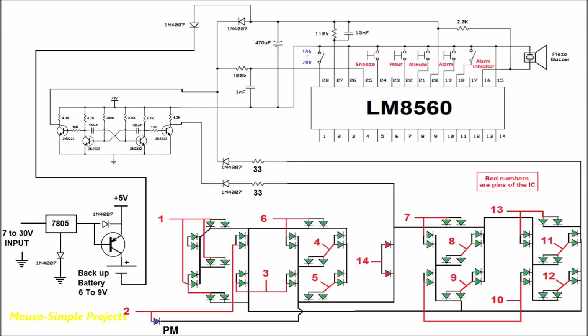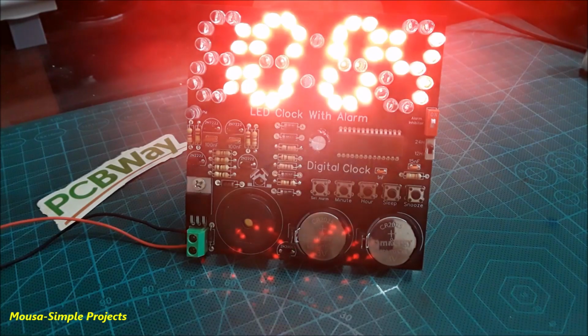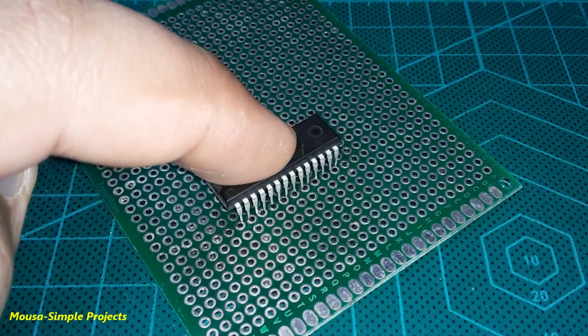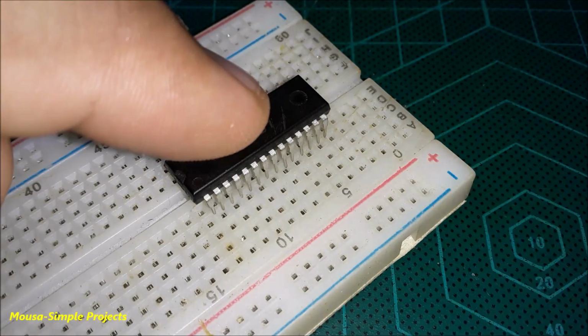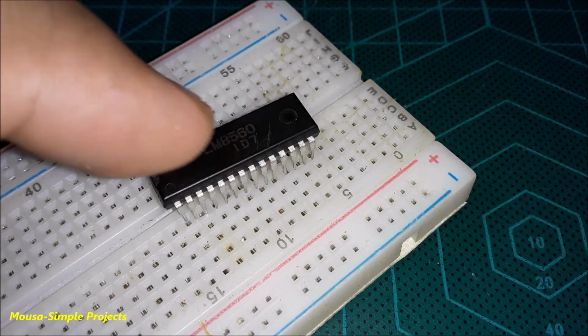To be honest with you, since this circuit has no crystal oscillator, the time will not be 100% accurate. If you're planning to make this circuit on a breadboard, I have to say that's not a good idea, because the distance between the pins is very short.